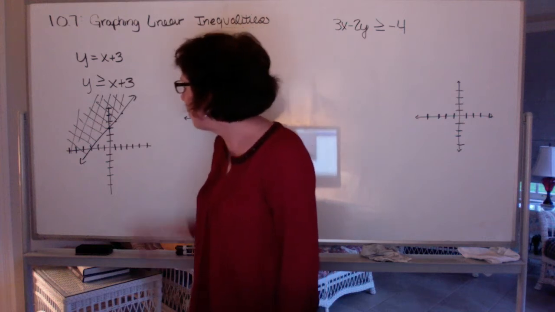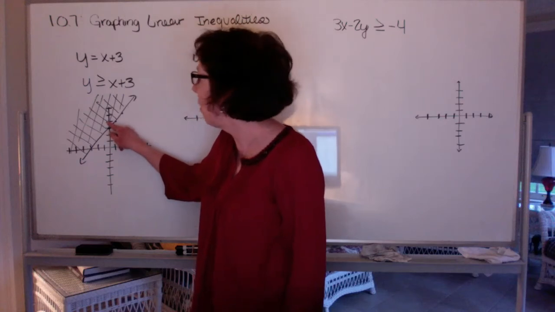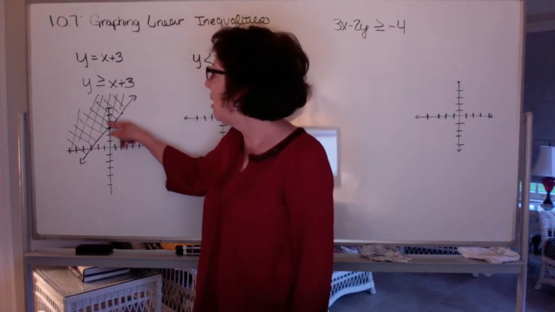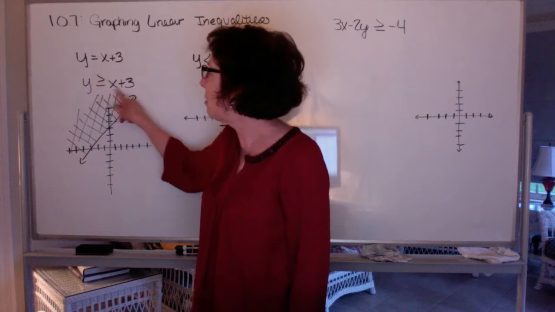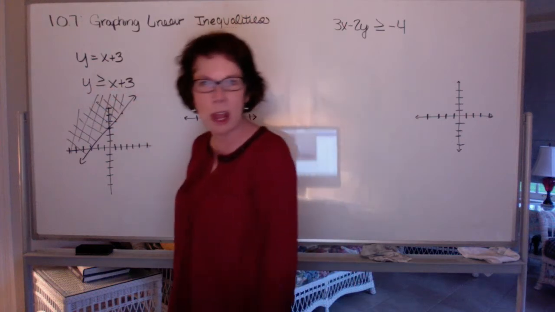You could also pick the test point, 1, 2, 3, 4, 0. I'm sorry, 0, 4. 0, 4 should be a solution to this inequality. So is 4 greater than or equal to 0 plus 3? Well, of course it is. And so we picked the right half plane to shade.